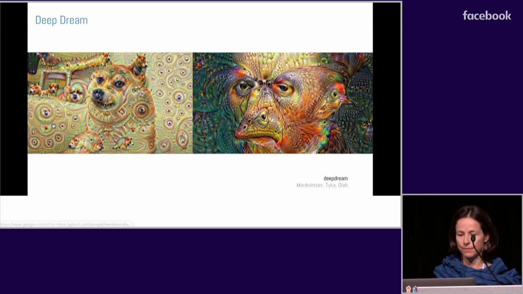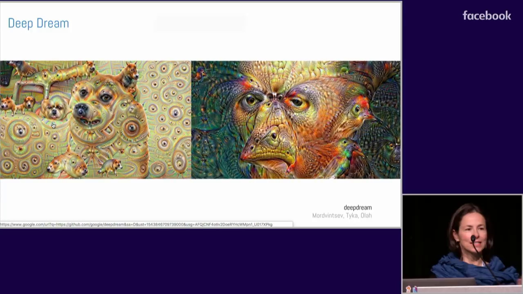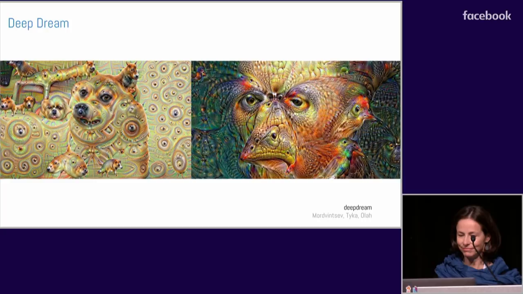And then obviously we have things like Deep Dream. In a sense, this is like the culmination of trying to activate the heck out of these neurons.